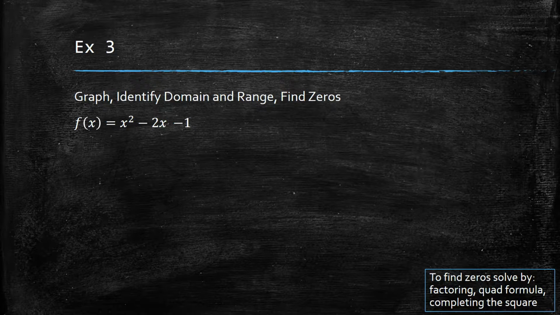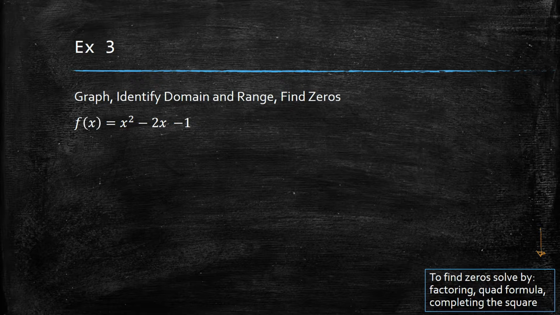Okay. Now, in this last example, we're going to go ahead and find the zeros. To find the zeros, you have to solve the equation. You can do that by factoring, using the quadratic formula, completing the square, factoring using bottoms up, factoring using grouping, whatever makes you happy. I'm going to use the quadratic formula because it's quick and easy and you can just plug it into your calculator and figure it out.